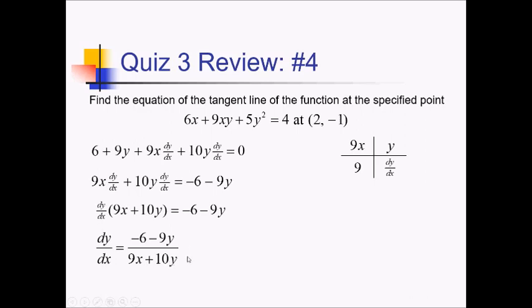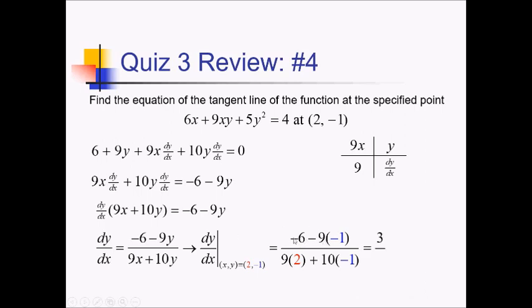Now to get the slope out of this, we actually have to plug in the point 2 comma -1. So here's what that looks like in terms of notation. We have this little bar, xy equals 2 comma -1. So I've got -6 minus 9 times the y value of -1 in the numerator. Denominator, I've got 9 times the x value of 2 plus 10 times the y value -1. Upstairs, this is going to be -6 plus 9, which is 3. Downstairs, we've got 18 minus 10, which is going to be 8. And so we have a slope of 3/8.